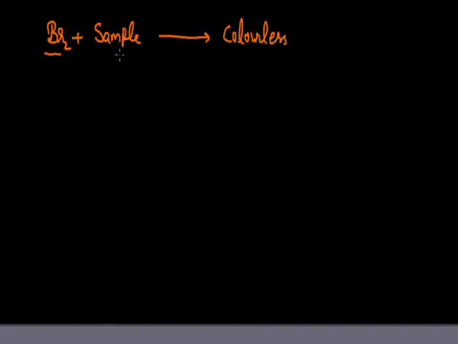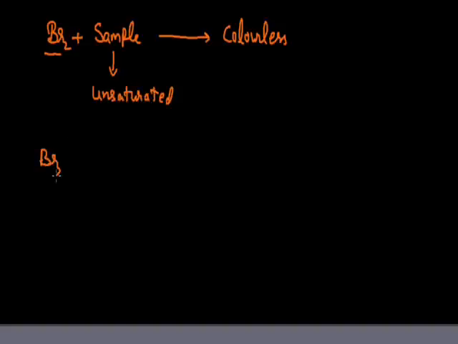Now this specific observation is used to check whether the given sample is saturated or unsaturated. If bromine is reacted with an unknown sample, and by the reaction the solution becomes colorless, the initial reddish brown color of bromine disappears. So by this observation we can conclude that there is unsaturation present in this sample, and bromine reacts with this unsaturation, so we get a colorless solution as a product. In this condition we can find that the sample is unsaturated in nature.